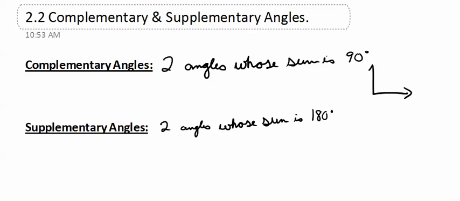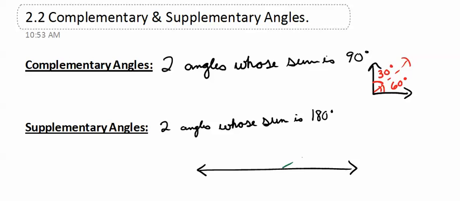Notice again that complementary refers to 90 degrees, which is a right angle. So if we had two angles that form this, and this angle is 30 degrees, the complementary of this angle would be 60. Supplementary refers to 180 degrees, which is a straight line. So if we had two angles that split this into two angles, and this angle was 20 degrees, the supplementary angle would be 160 degrees.